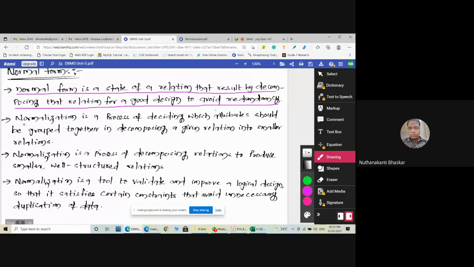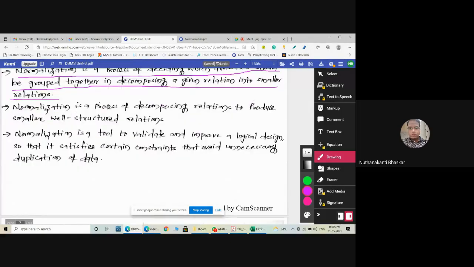Normalization is a process of deciding which attributes should be grouped together in decomposing a given relation into smaller relations. Exactly right? Normalization is decomposition, which means we have to group related attributes together. That is, the functional dependency attributes you have together into one relation. So this is the meaning. Another way of definition, another way of analysis. Here, one more way also I can tell you.